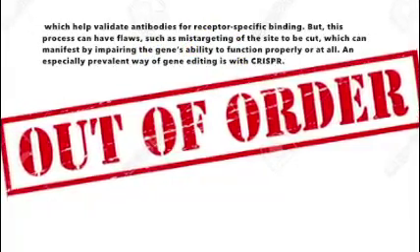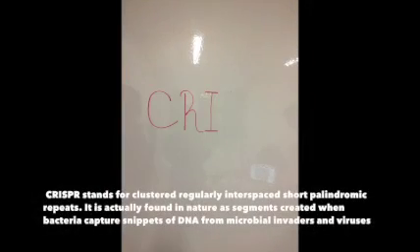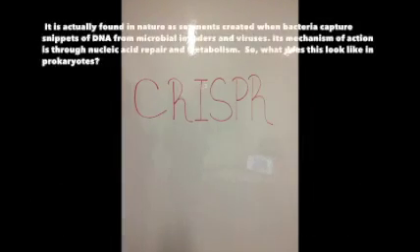An especially prevalent way of gene editing is with CRISPR. CRISPR stands for Clustered Regularly Interspaced Short Palindromic Repeats. It is actually found in nature as segments created when bacteria capture snippets of DNA from microbial invaders and viruses. Its mechanism of action is through nucleic acid repair and metabolism.